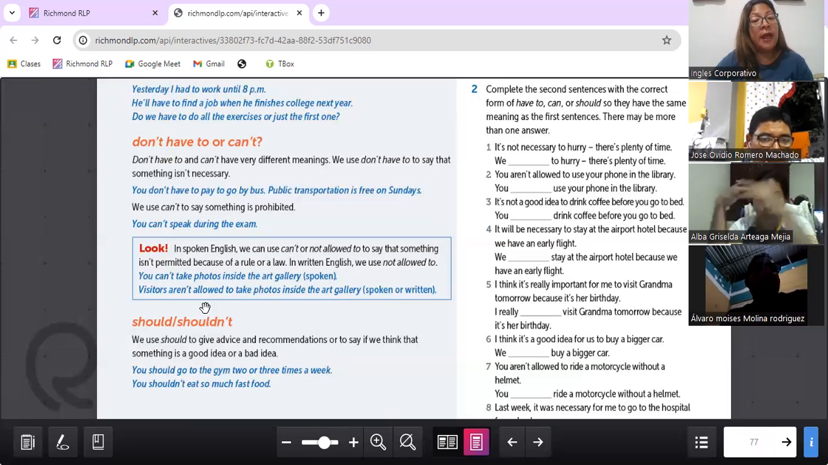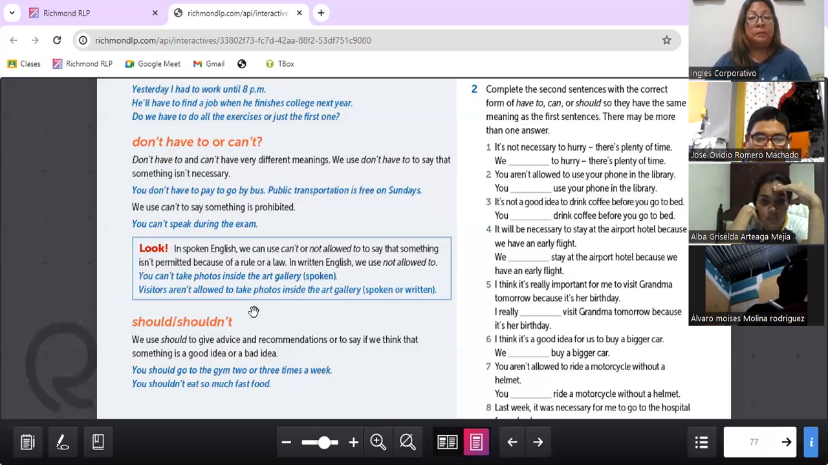Visitors aren't allowed to take photos inside the art gallery. Okay, y este podría ser tanto hablado como escrito. Okay, recuerden que la forma escrita siempre es más formal. Entonces, por eso en la forma escrita vamos a utilizar not allowed. Entonces, can't, prohibition, and don't have to, is not necessary.